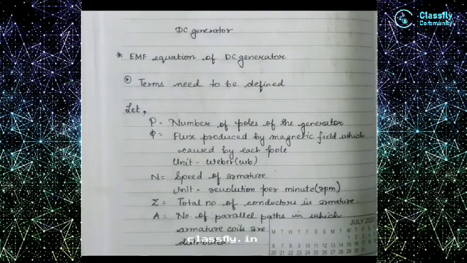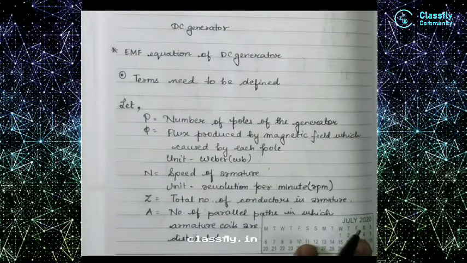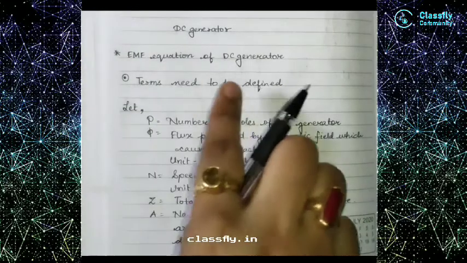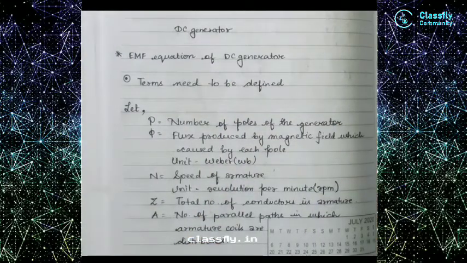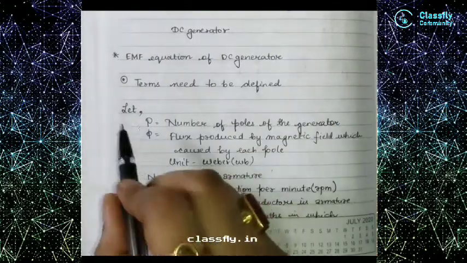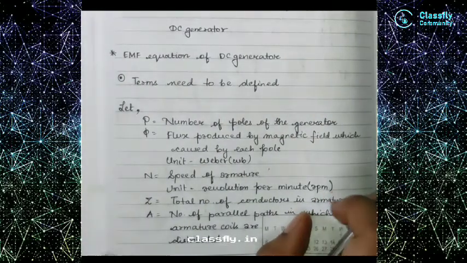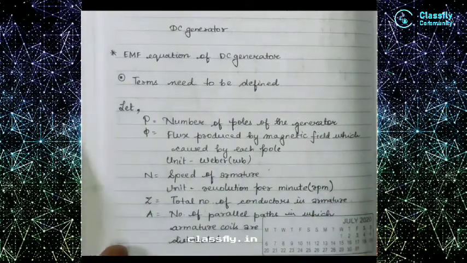We know that in electromagnetic induction, whenever the coil starts moving, there is a production of the magnetic field and a change in the magnetic flux, which causes the induced EMF and produces the current, right? So for the EMF equation of DC generator, we need to know some terms which need to be defined before we move ahead with the equation.